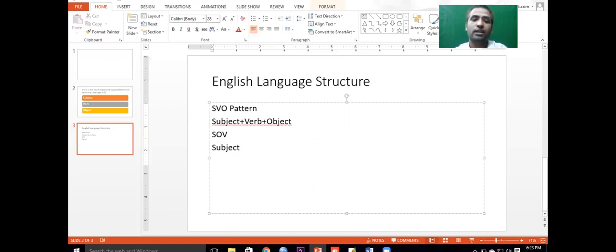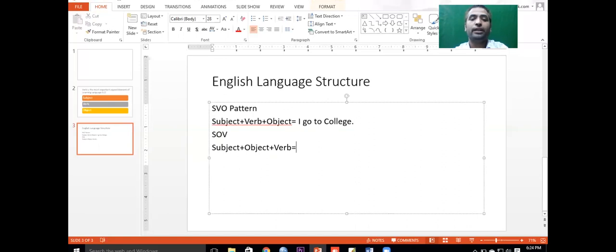Okay, subject plus object plus verb. Let me give you an example, okay, over here. So for English, the example is: I go to college. Okay, I go to college. It means I is subject, go is verb, and to college is object. And here we can take that one in a very basic way.